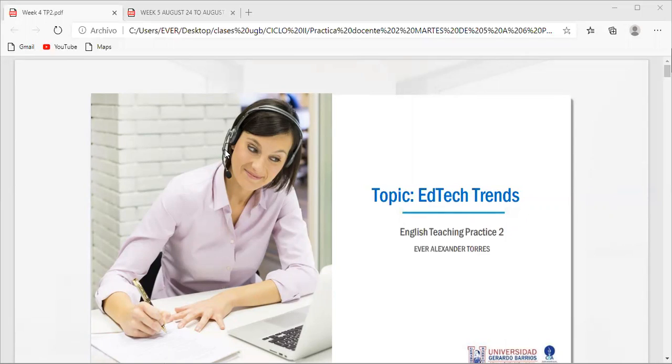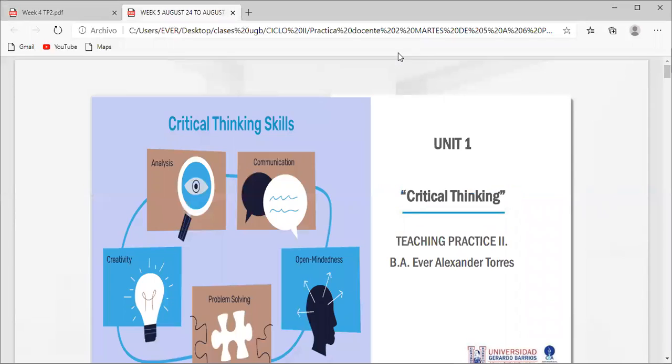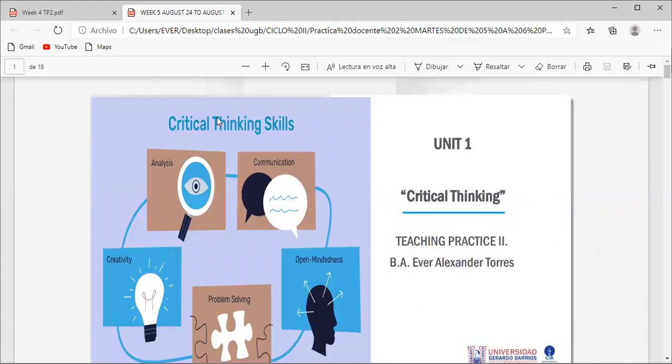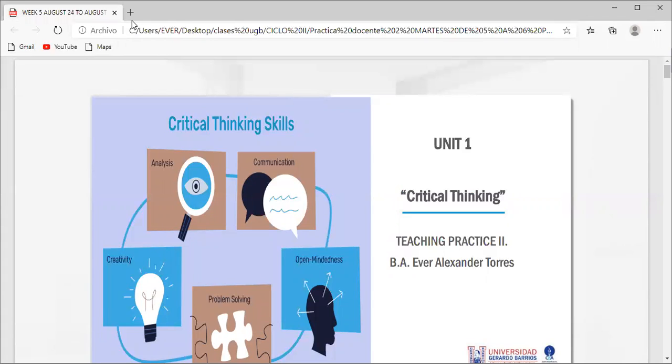All right, now we're moving to the last topic, which is about critical thinking. Here in critical thinking there is a lot to say. However, we're just mentioning the most important parts of critical thinking. The main idea is basically to make students reflect, analyze, and also produce solutions to problems, okay?